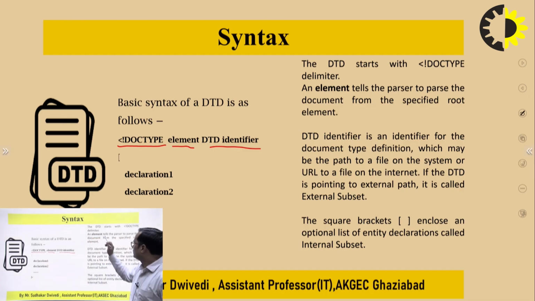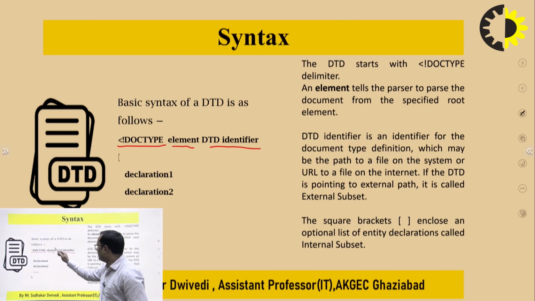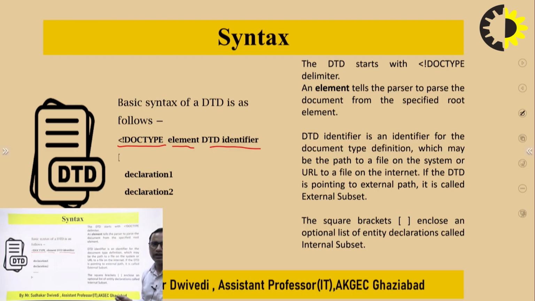The element just tells the parser to parse the document from the specified root element. So here the element means the root element. Here we specify the root element, and it indicates to the parser to parse this document from the root element. Then the DTD identifier for this document may be the path to a file on the system or a URL to a file on the internet. That means if the DTD is pointing to some external path, it is called the external subset. And the square bracket encloses an optional list of all entity declarations.